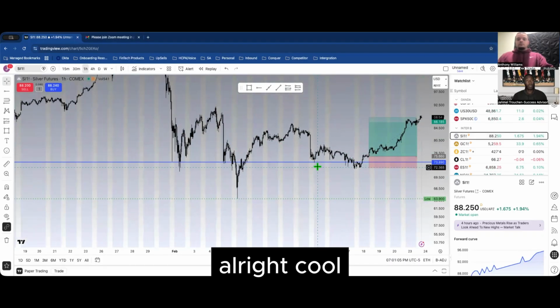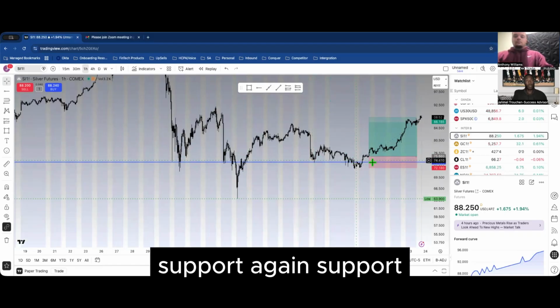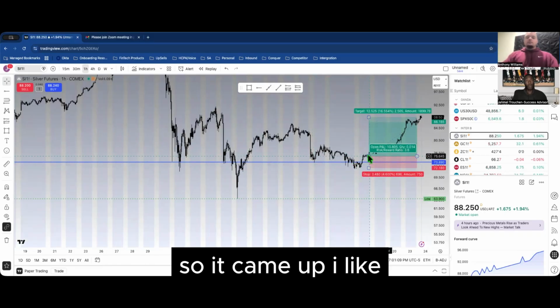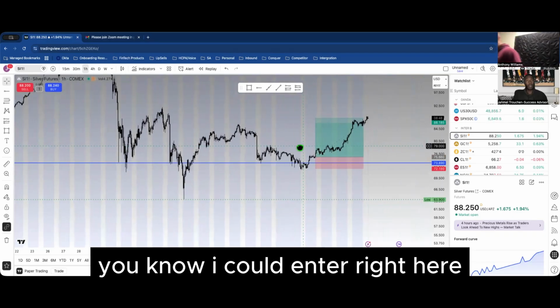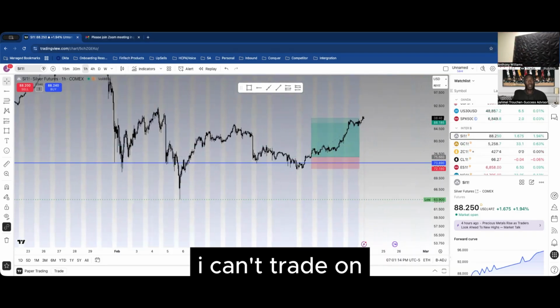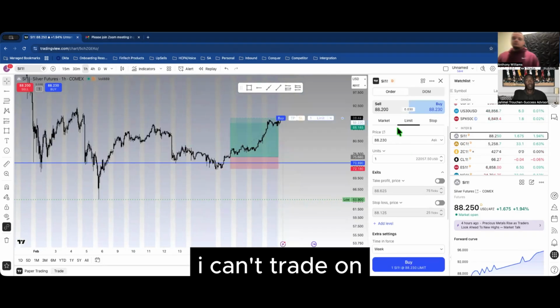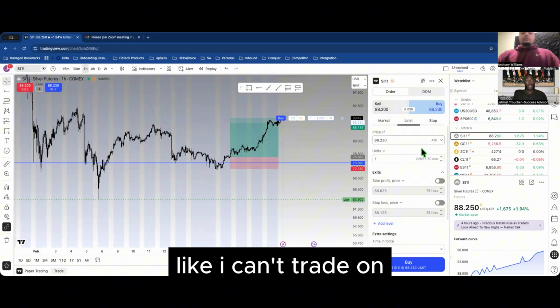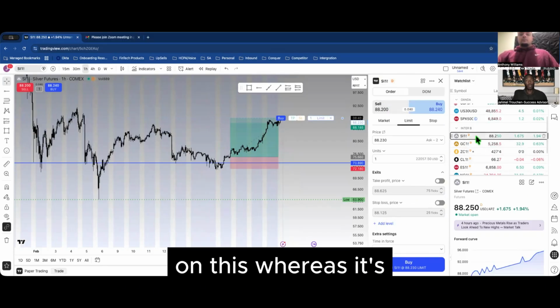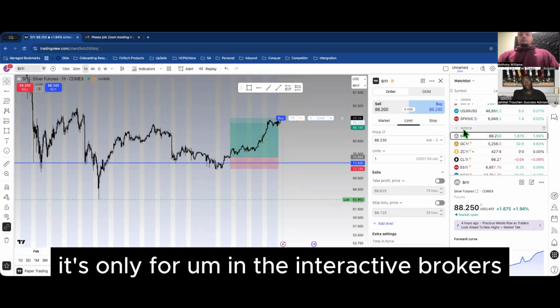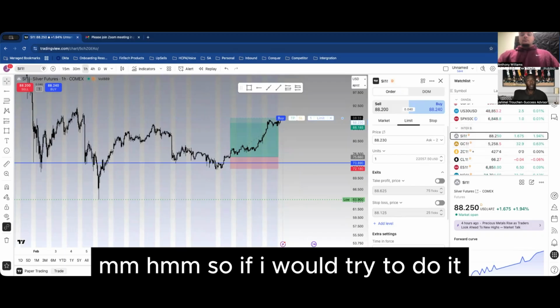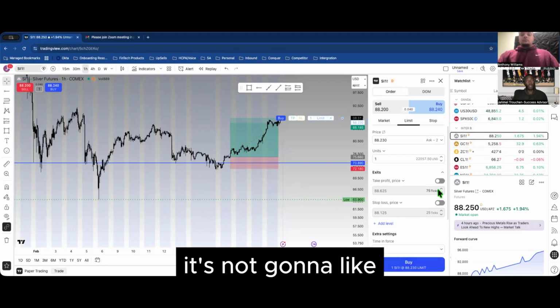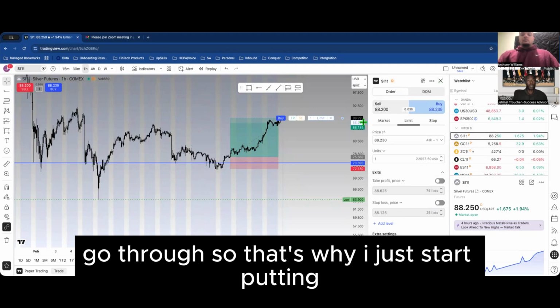I'm like, all right, cool. Support again, support. I was like, you know what? So it came up, I'm like, you know what, I could enter right here. But the only thing is I can't trade on this, as it's only for Interactive Brokers. So if I tried to do it, it's not going to go through.